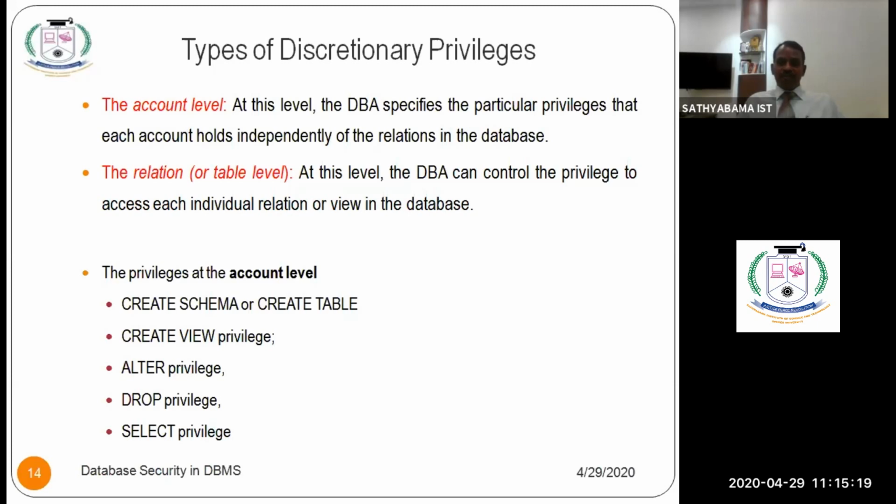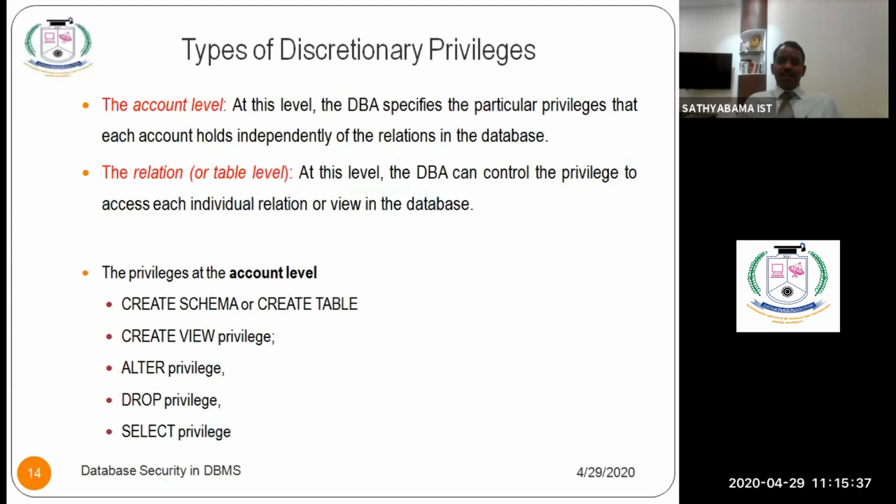A view in the database is a virtual database created from your base database. What privilege controls can be applied at the various account levels is very important. The first one is creating schemas. You know what a schema is, right?